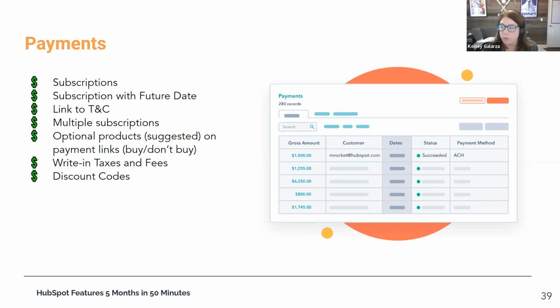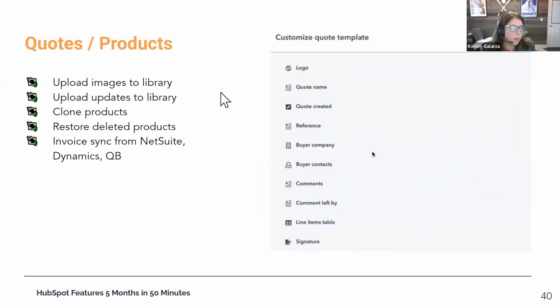You can discount pretty much any amount that you want, so you can have a perceived value and an actual value. You can discount something to 0 if you want. And quotes and products, just a few feature updates there. This customized quote template, the template itself relates to your product library. So these are mostly items that they have updated related to products.